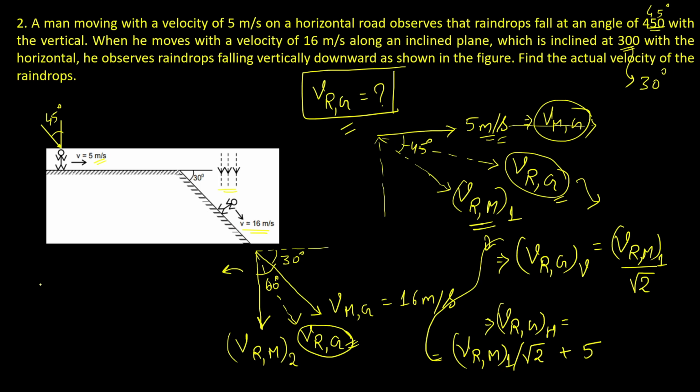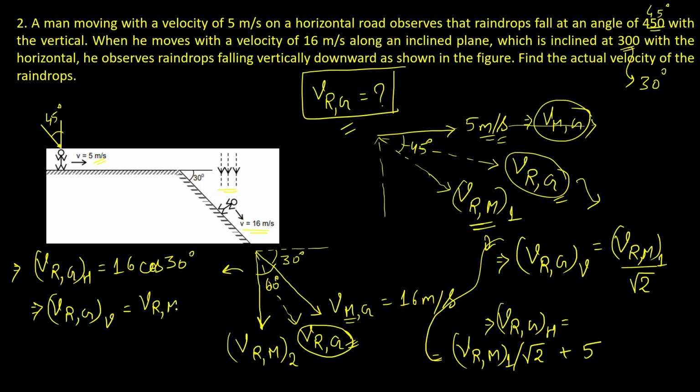Now for this case I can have VRGH, that is the horizontal component, is the component of this only, because this is vertical, that is VMG cos of 30, and VMG is 16, so 16 cos of 30, that is the horizontal direction. And VRG V will be what? The vertical component will be the summation of both these two, that is VRM2 plus this VMG sin of 30, that is 16 sin of 30. So this plus this is equal to VRG V. So these two things we have, like this and this.